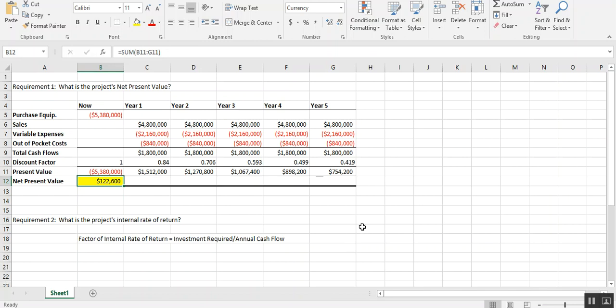Requirement 2 said, what's the project's internal rate of return? So I've actually put the formula for calculating that. The factor of the internal rate of return, the first thing we need to do is take the investment required divided by the annual cash inflow. So we have an investment required of $5,380,000. So I'm going to type that out. And that's going to be divided by the annual cash inflow, which is these amounts here, $1,800,000.